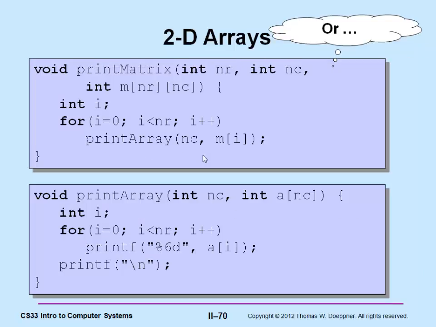Now, here's another way of doing it. Here we are explicitly taking advantage of the fact that this is an array of row vectors. In this version of print matrix, I have a single for loop that calls print array, which prints out a single row vector. So I'm printing out each of the 3 row vectors one at a time by calling print array. Then print array is down here, and I'm printing out each element in the row vector, and then printing out the new line. Okay, does that make sense to everyone?